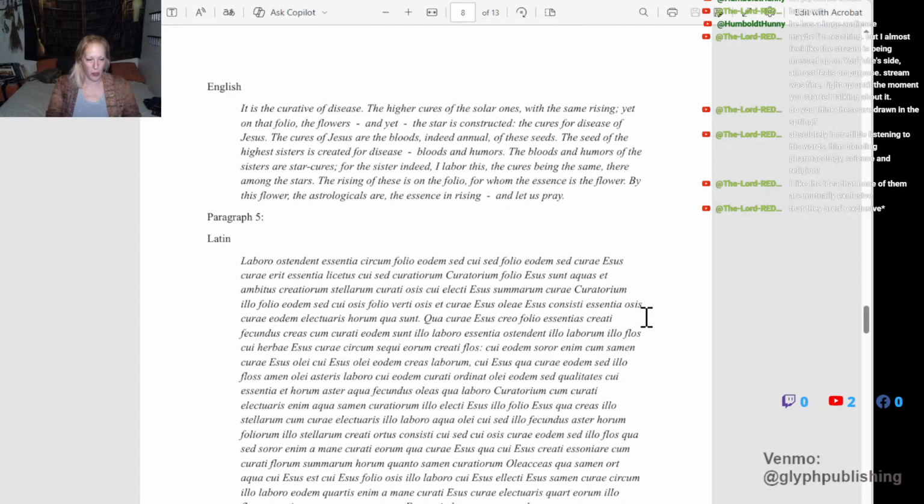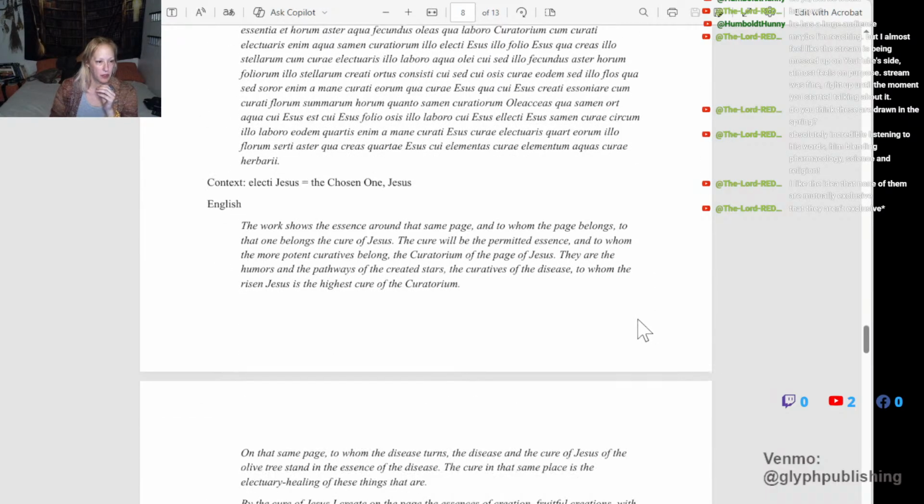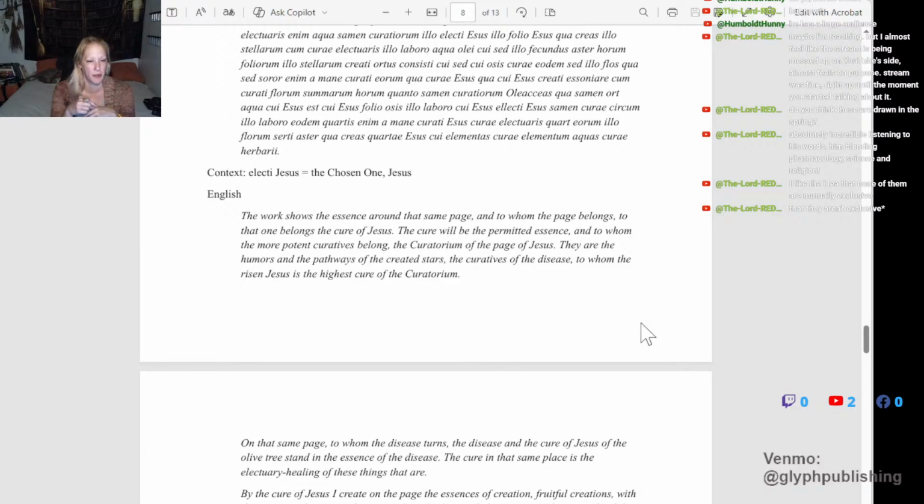All right. Where was I? Last paragraph. Okay, it says the work shows the essence around the same page, and to whom the page belongs, to that one belongs the cure of Jesus. Okay, he's talking about the patient here. The cure will be the permitted essence. Essences are important in Tibetan Buddhist healing. And to whom the more potent curatives belong, the curatorium of the page of Jesus. There is a page of Jesus, folio disease, to whom the risen Jesus is the highest cure of the curatorium.